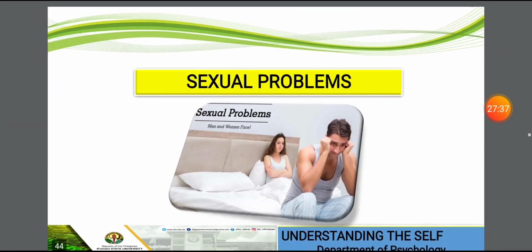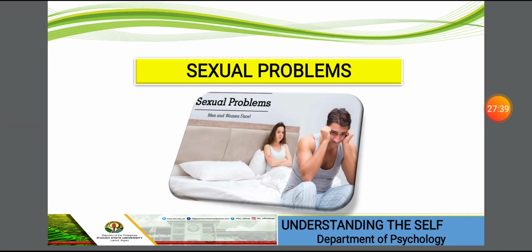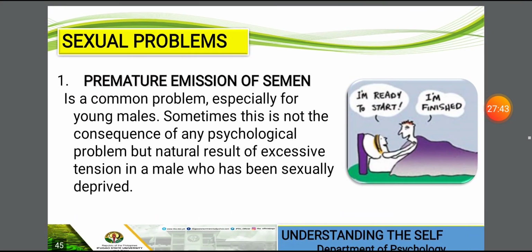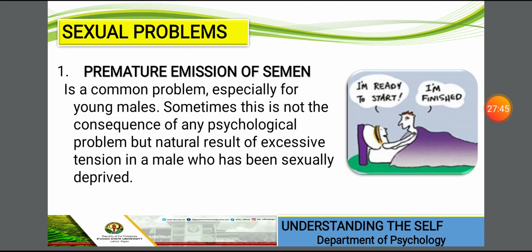So, let's proceed to sexual problems. First is the premature emission of semen or the sperm. This is a common problem, especially for young males. Sometimes this is not the consequence of any psychological problem, but natural result of excessive tension in a male who has been sexually deprived.